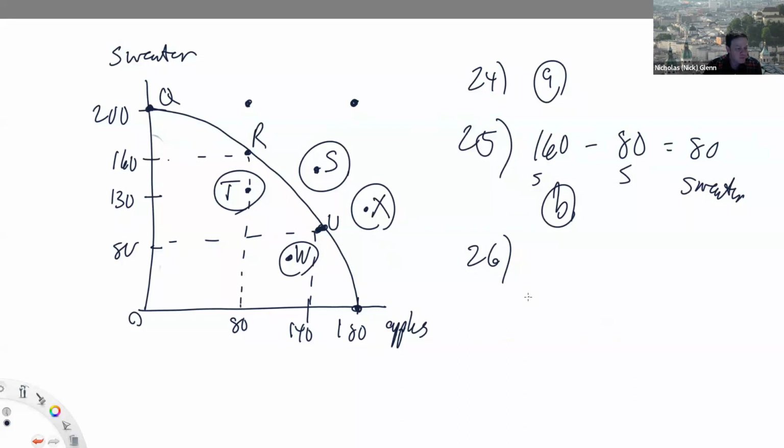26. The opportunity cost of obtaining 30 additional sweaters by moving from point T to R is what? You're going from T to R. Well, you're not giving up anything. You're just producing at your full capacity. So it's going to be 0. So that's A.